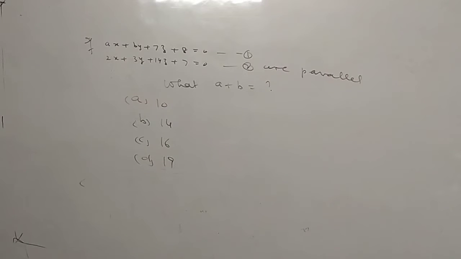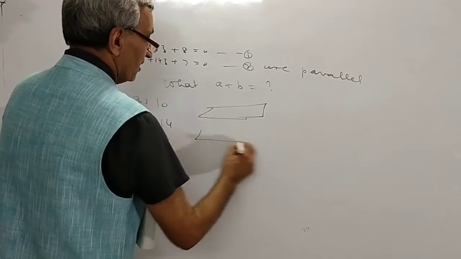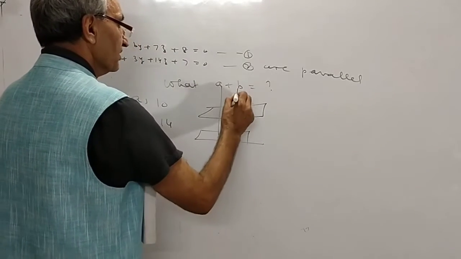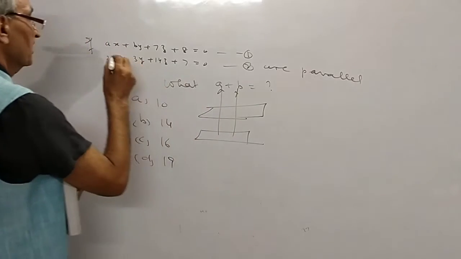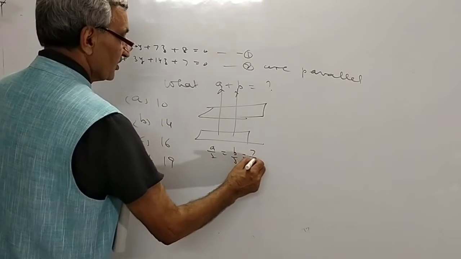Come on, think over. What I say is that they are parallel. So when they are parallel, what happens? When two planes are parallel, their normals are parallel, the two lines. Therefore, direction ratio of A upon 2 is equal to B upon 3 is equal to 7 upon 14.